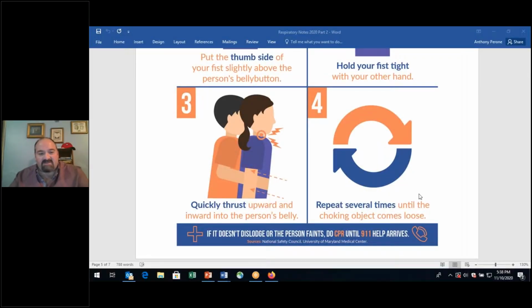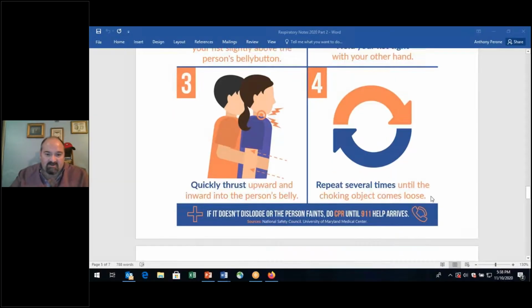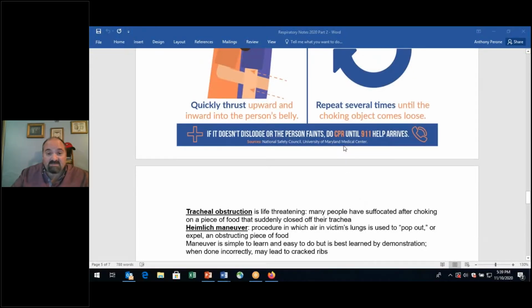So here we have this image of the Heimlich maneuver, and you can review that on your own. Very important to do. Repeat several times until the choking object comes loose. If the patient can speak, then you would encourage them to cough on their own first. If they can speak, that means there's some air getting through, so let them cough for sure. But if they can't speak and they're choking, do the Heimlich maneuver, do the back thrust. All can be very helpful.